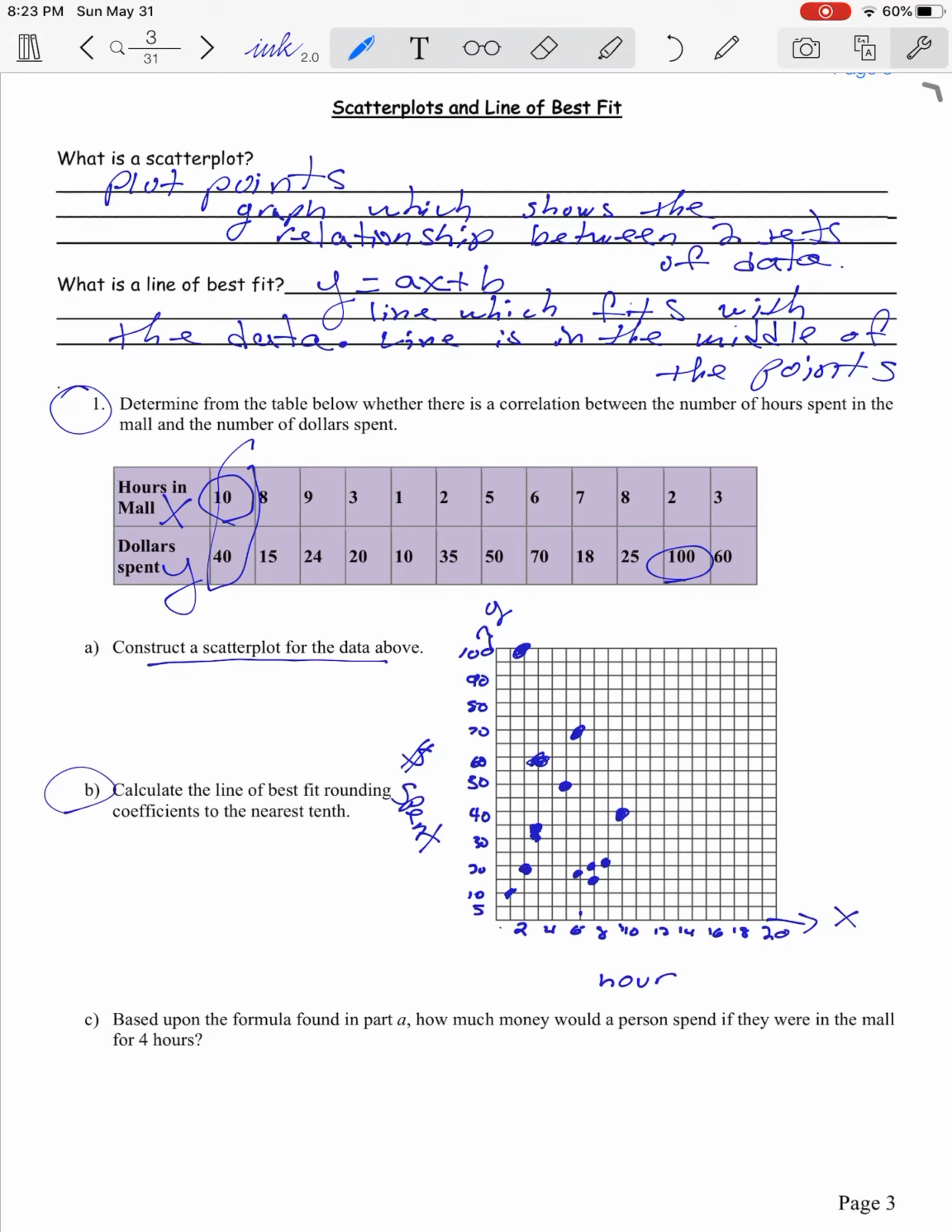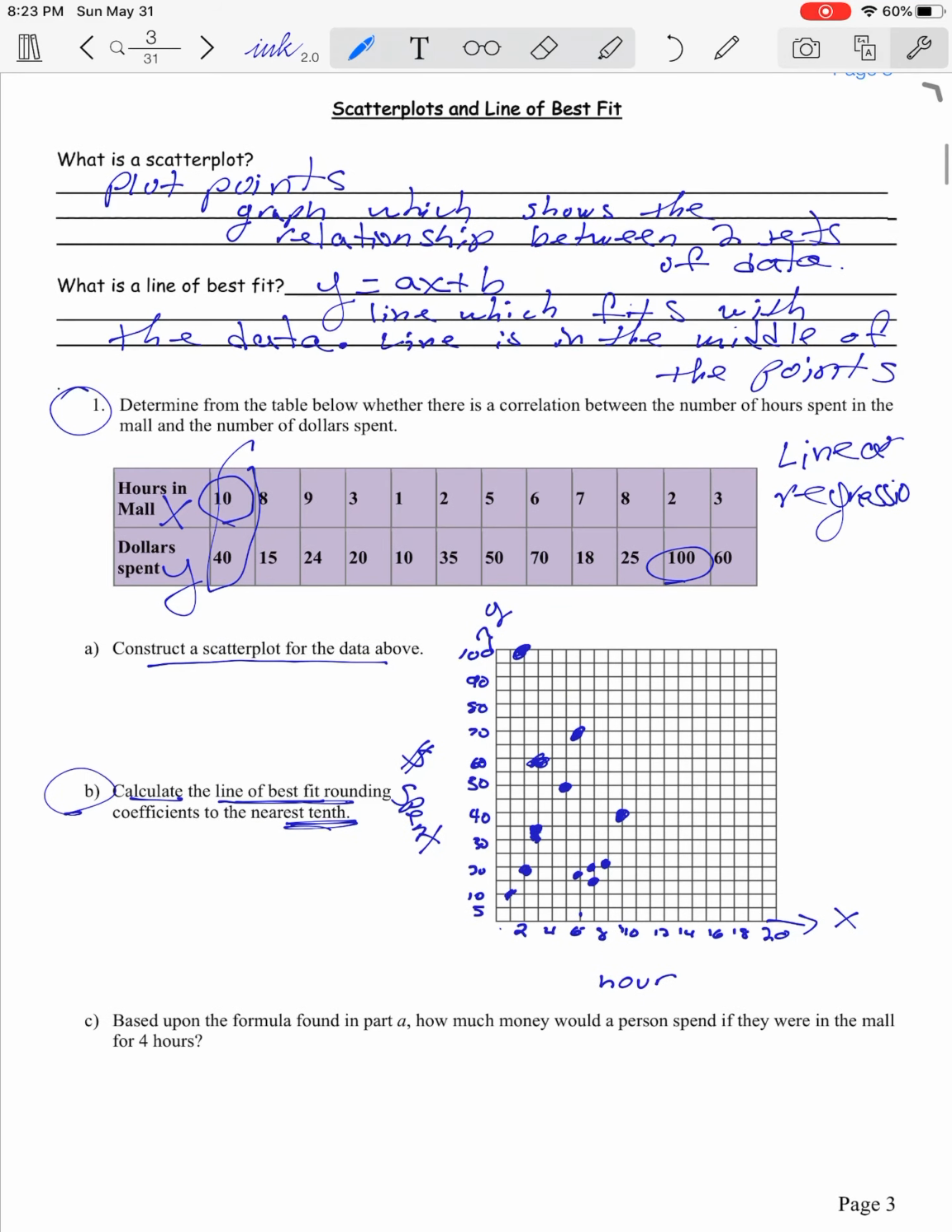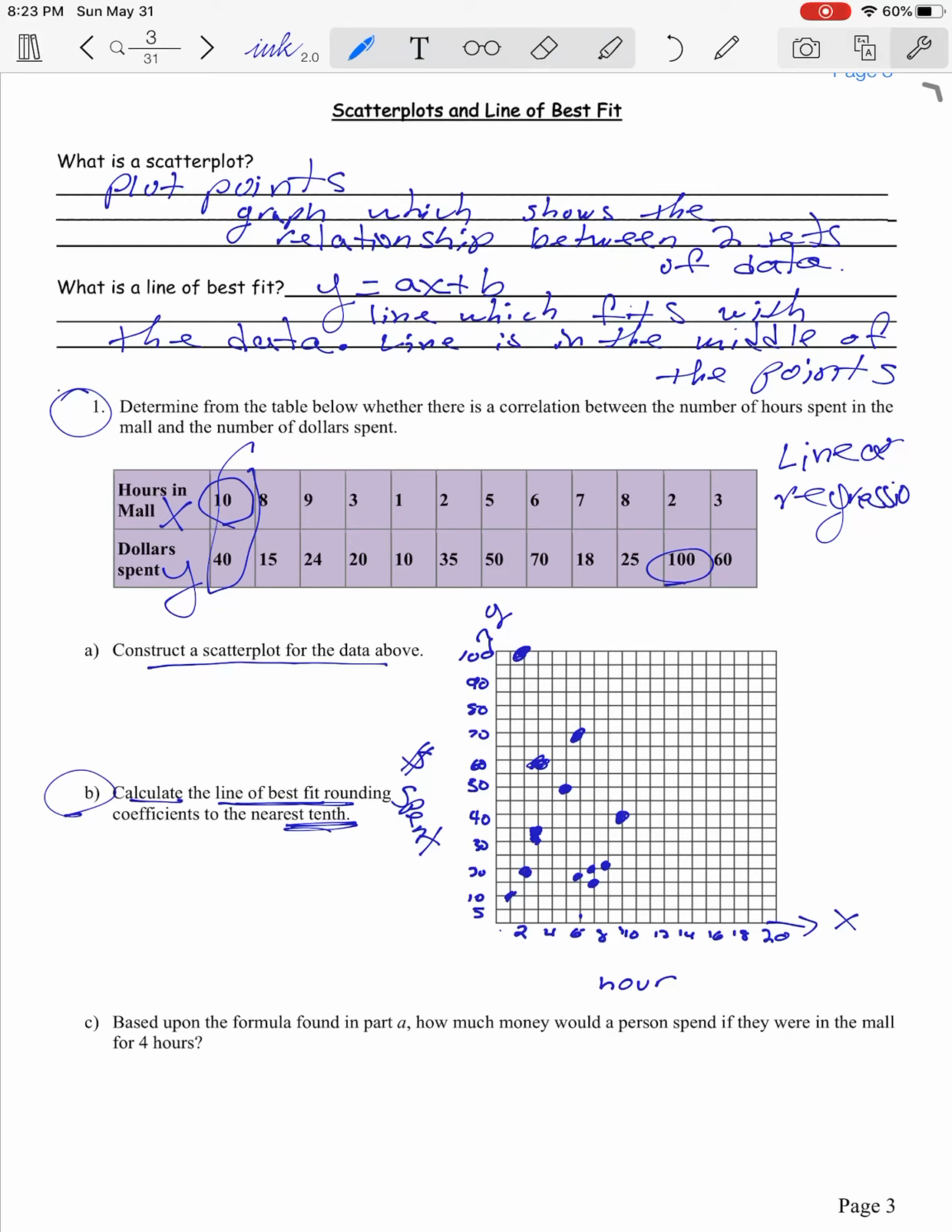Now, part B says, calculate the line of best fit, rounding the coefficients to the nearest tenth. Line of best fit is going to be a linear regression. We've done this already. You just did exponential regressions last week. Now we already did linear regressions. That's going to be stat. When you go to calc, you're going to use number 4. So I want everybody to take a minute and put this in list 1. And I want this to put this in list 2. So pause the video, put that in list 1, put that in list 2.